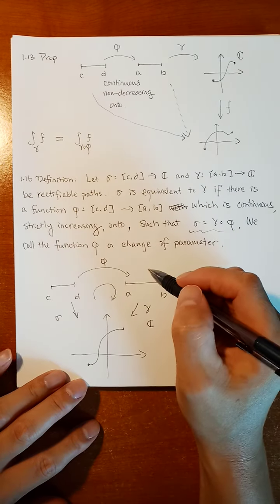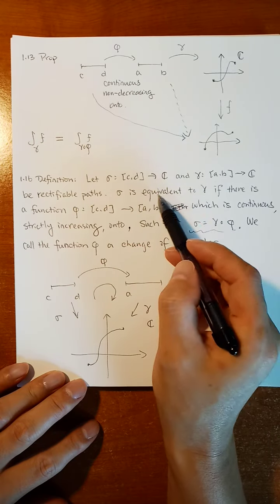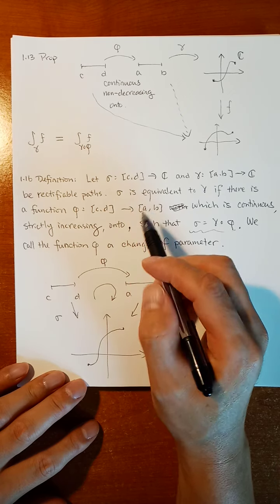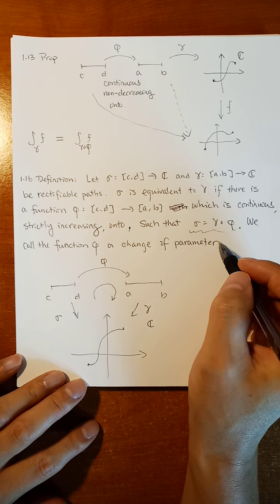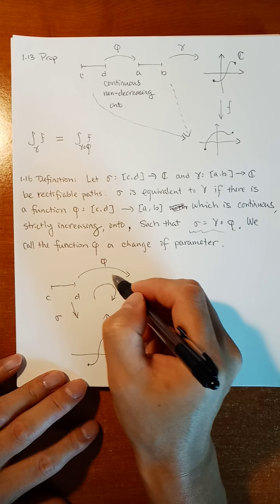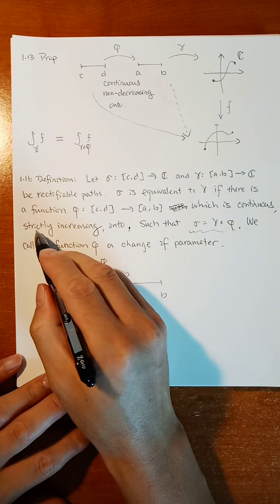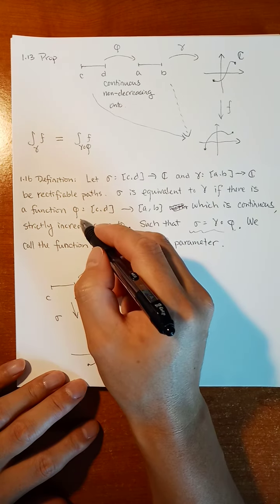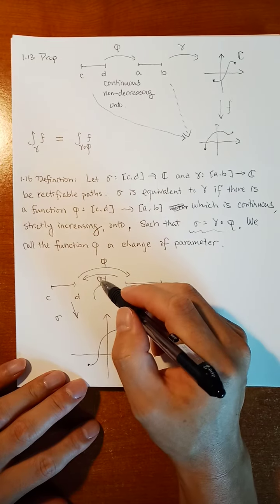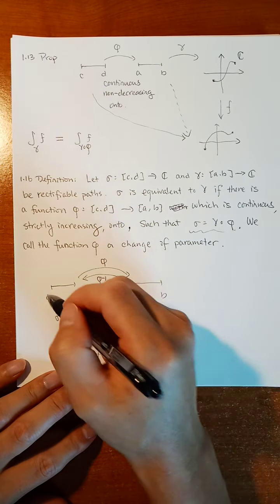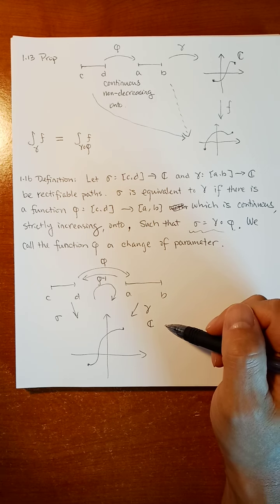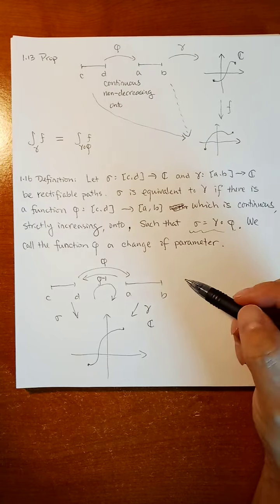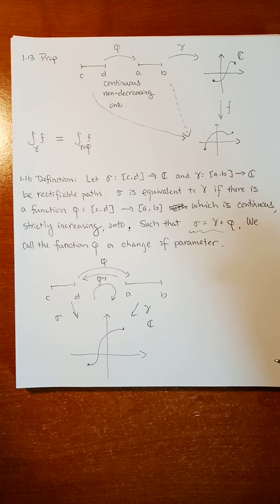It is an equivalence relation. It means sigma is equivalent to gamma and gamma is equivalent to sigma. If phi exists, then phi inverse also exists. Phi is strictly increasing, which guarantees that phi inverse exists. And phi inverse is also strictly increasing. Phi is onto, then phi inverse is also onto. Phi is continuous, phi inverse is also continuous. So that guarantees the equivalence relation.